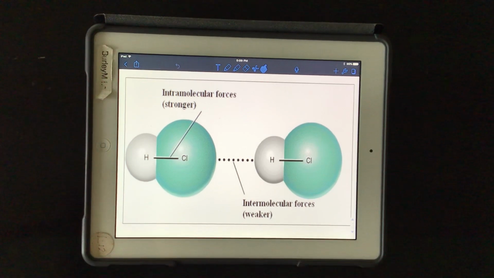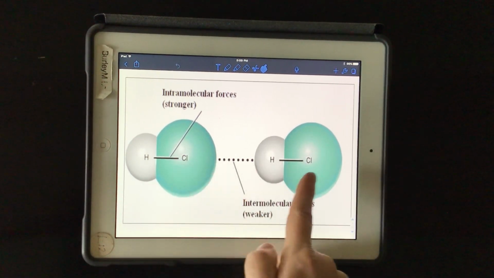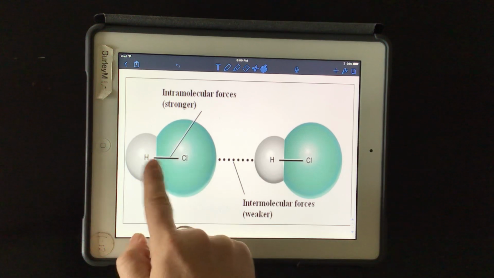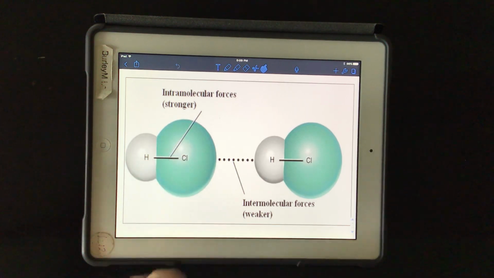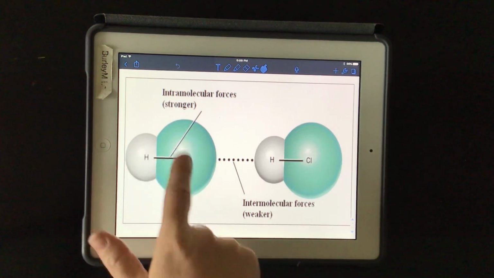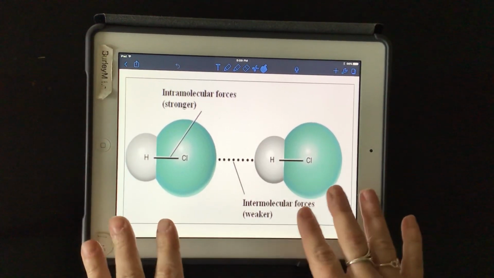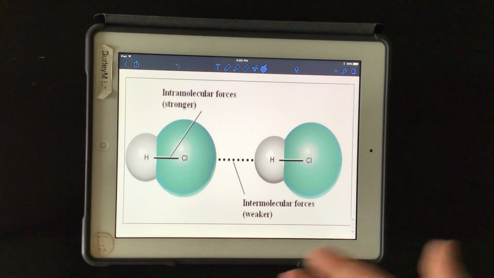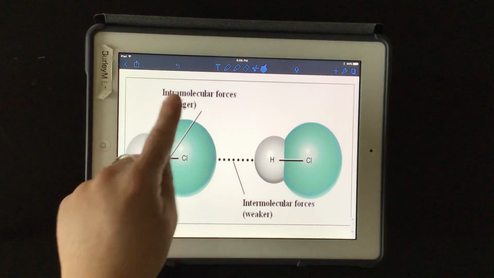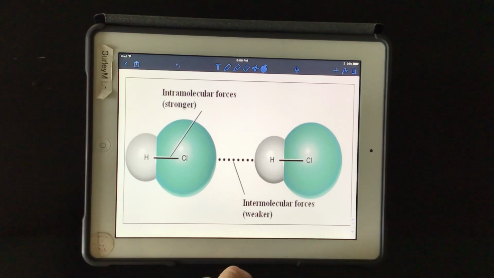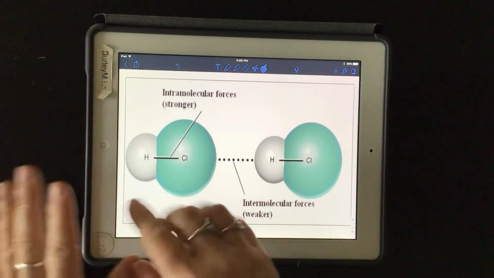And you notice in this picture, there's a dotted line between two HCl molecules, and there's also a single line representing a chemical bond between atoms within an HCl molecule. Each of these forces of attraction are called forces of some type. One of them is an intramolecular force, the other one is an intermolecular force.